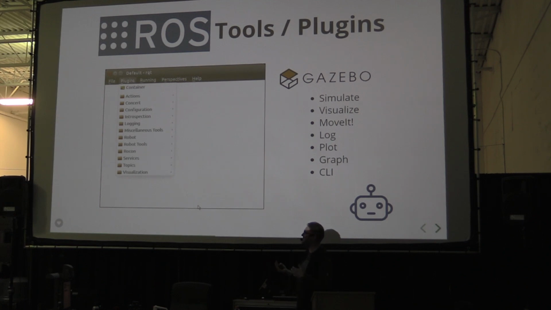This is a list of the tools and plugins that you get with ROS. There's this thing called RQT, which has a bunch of different plugins. You can look at your topics and understand what metric data is coming back from your battery or your velocity. Or you could actually take the graph information.